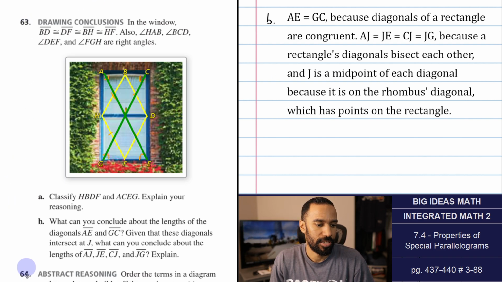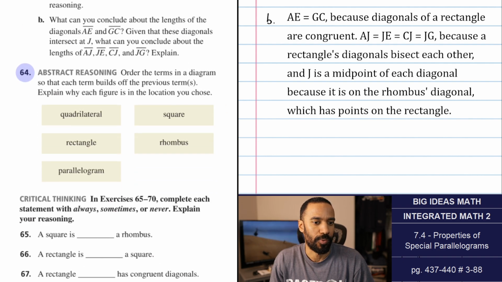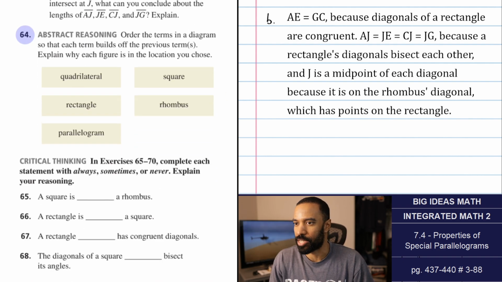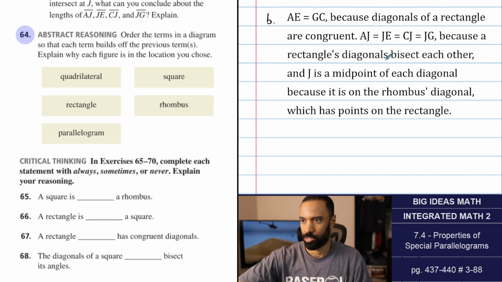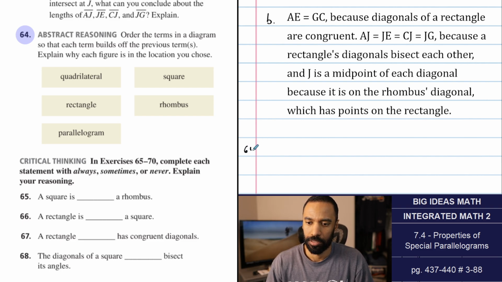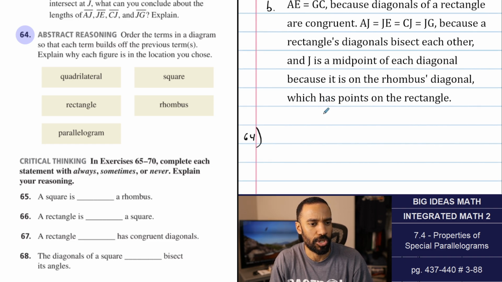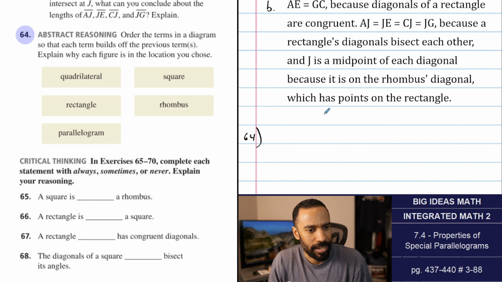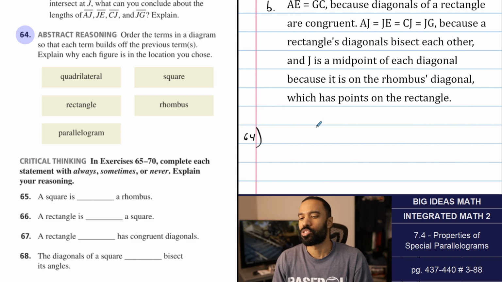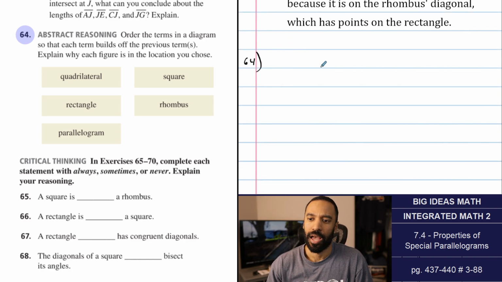Okay, number 64, abstract reasoning. Order the terms in a diagram so each term builds off the previous terms. Explain why each figure is in the location you chose. Okay, so here's what I would do here. I have quadrilateral as like the head of something.